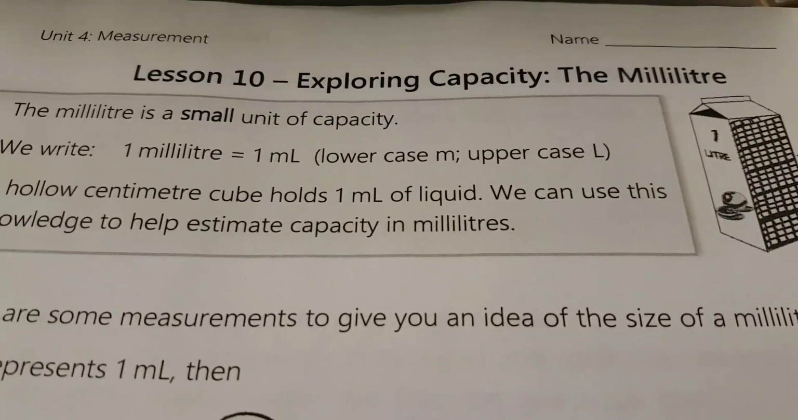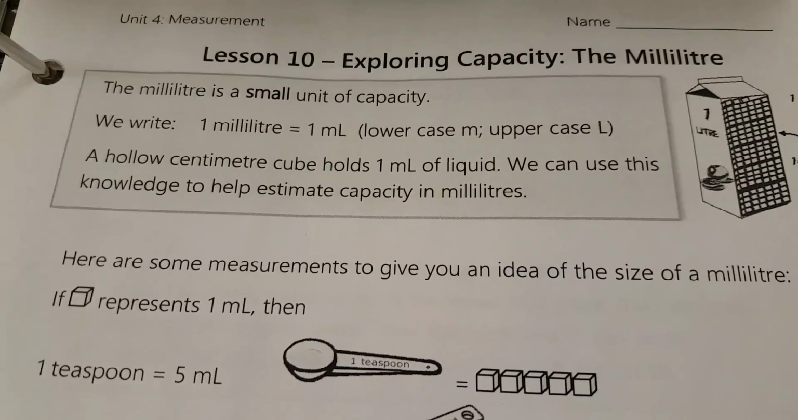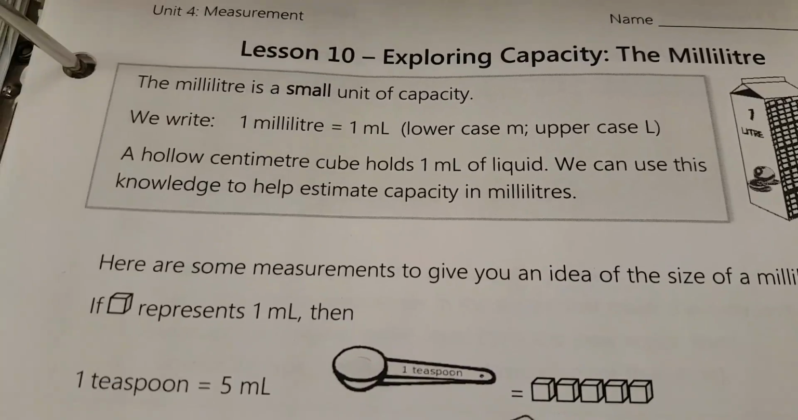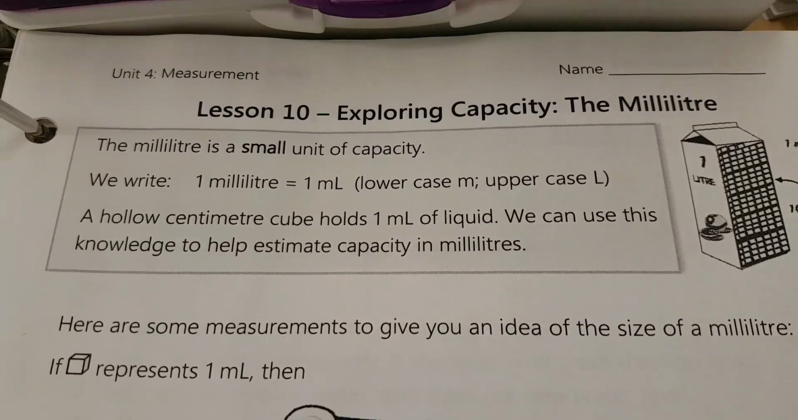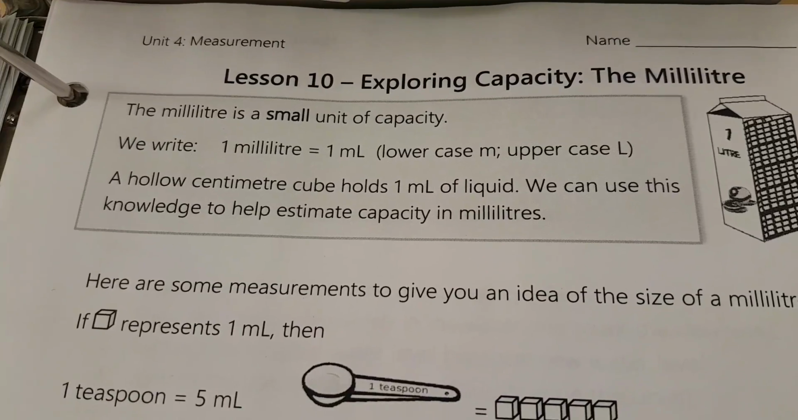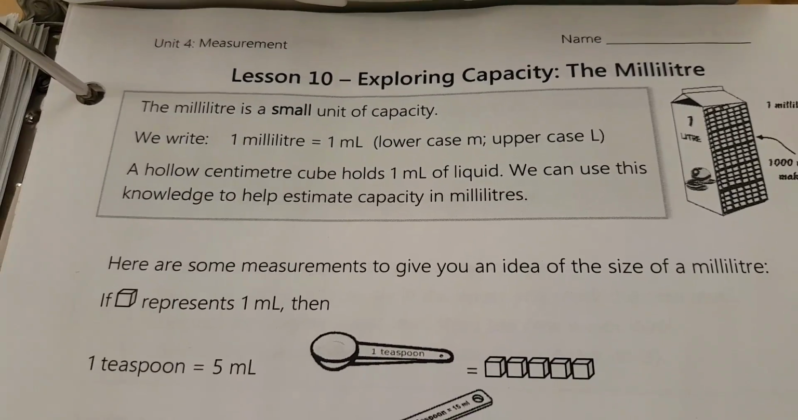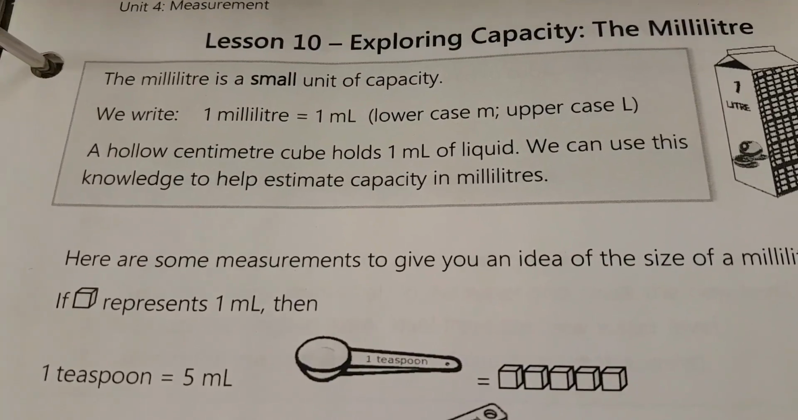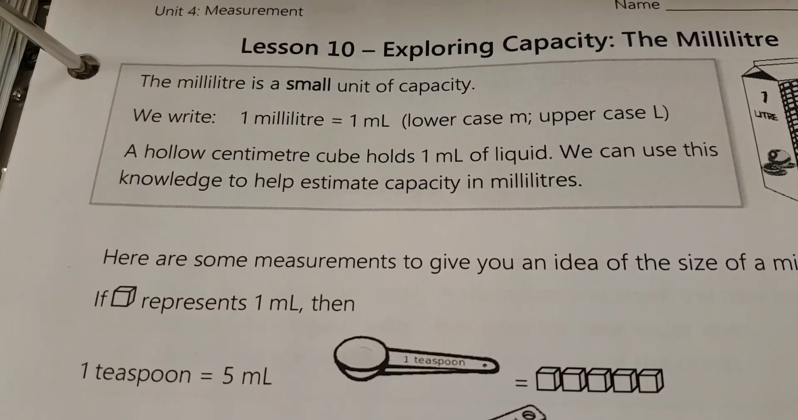This is a lesson on exploring capacity, the milliliter. So last day we learned about the liter. Now we're going to learn about the milliliter. And so a milliliter is a tiny unit of measure, much smaller than the liter. There's actually 1,000 milliliters in a liter.